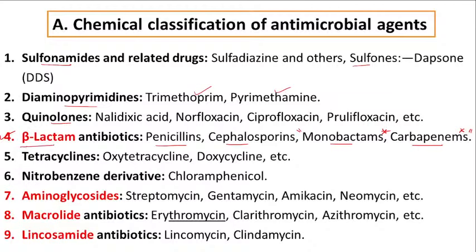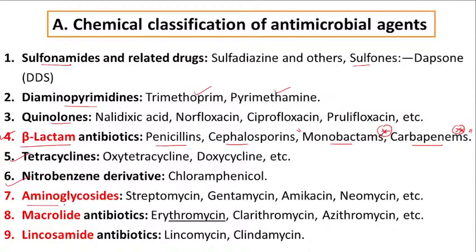But here what I've highlighted is beta lactam. So beta lactam is an important point for us, right? I have star marked here the monobactams and carbapenems. These are two other categories that also belong to the beta lactam antibiotics. Tetracycline, easy, we know that. Nitrobenzene derivative, that is also easy, chloramphenicol.